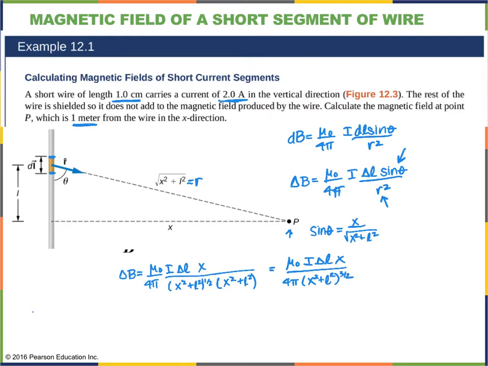And then if I want to substitute values in, this is 4 pi times 10 to the minus 7. Current is 2. The delta L is 0.01. X is equal to 1. And then 4 pi on the bottom. And then this is (0.01 squared plus 1 squared) raised to the 3/2. And this turns out to be 2 times 10 to the minus 9 Tesla. So it's just a little problem example that I wanted to give.